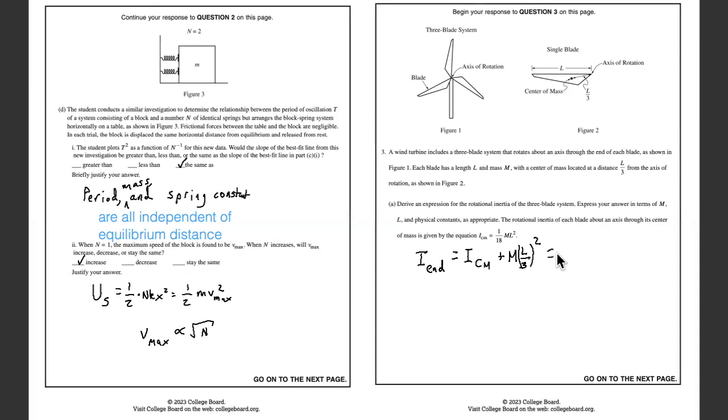So what's that going to be? Well, that's going to give us 1 over 18 plus 1 over 9, all in parentheses, times m L squared, which gives us 1 over 6 m L squared.